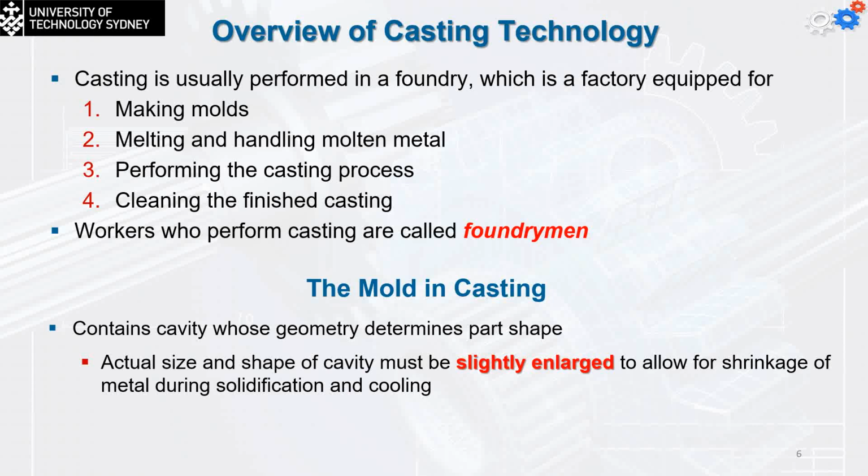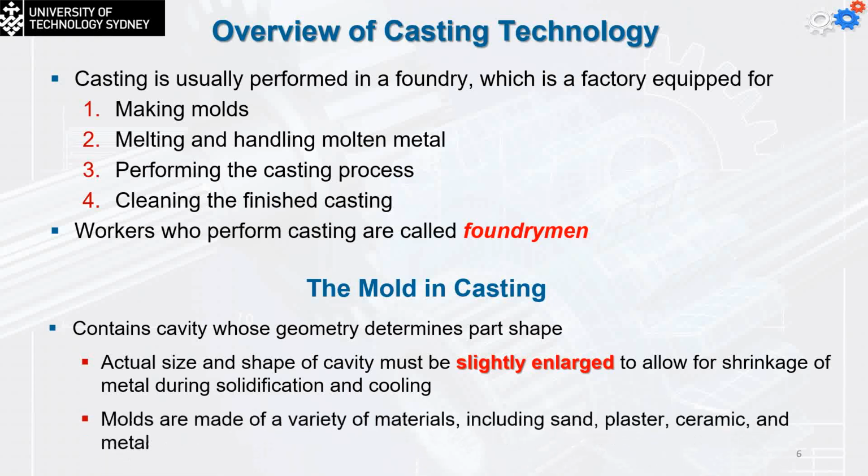Molds are made from a variety of materials: we can use sand, plaster, ceramic, and metal. Plaster, sand, and ceramic are the expendable type. We have to break the mold to take the part out. The metal one is going to be permanent.